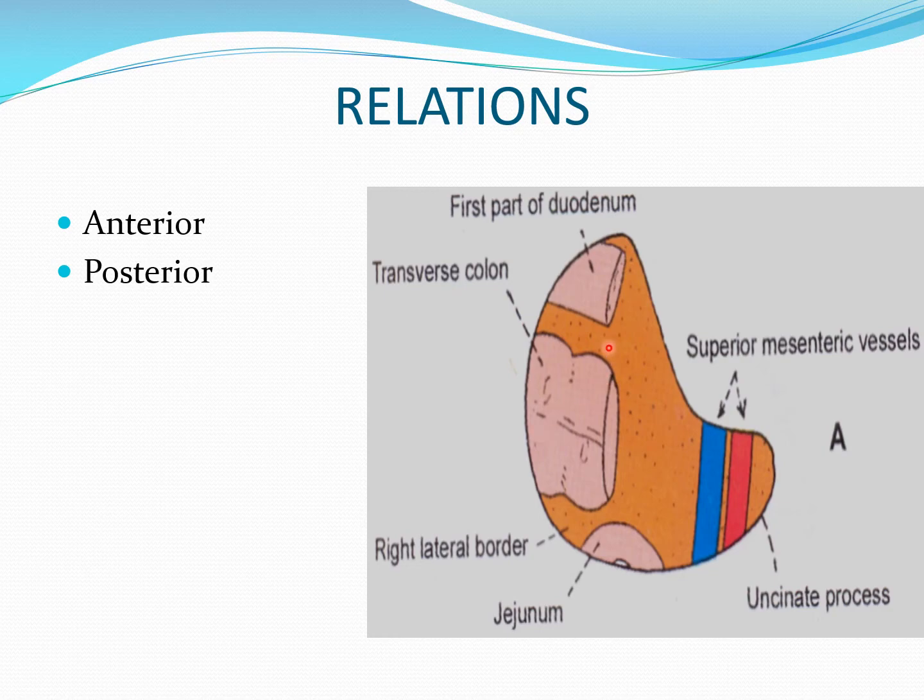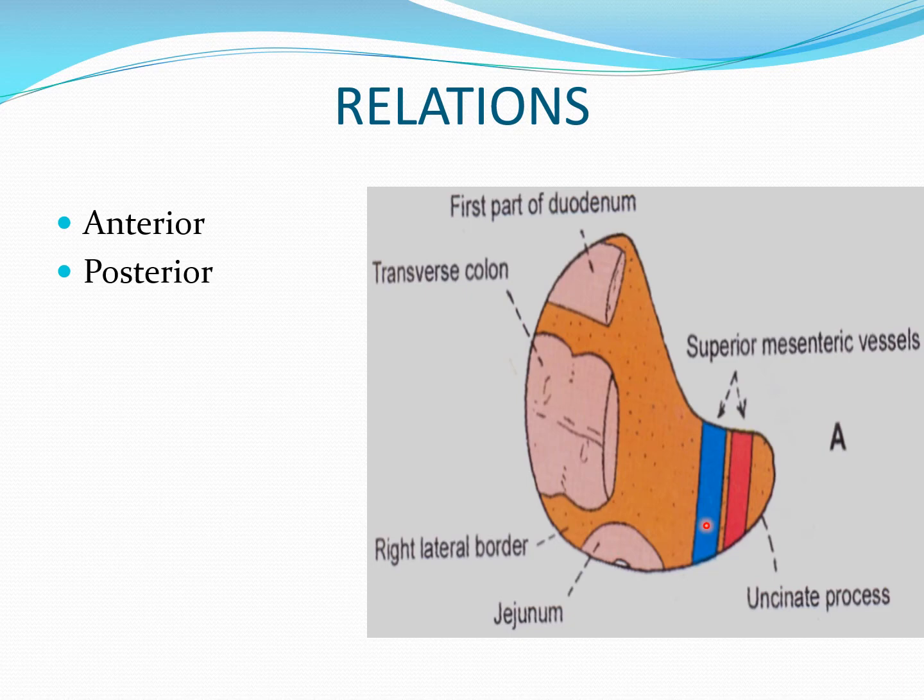Anteriorly, there is the first part of the duodenum, the second part, the transverse colon, and third, the jejunum, separated from the front by the peritoneum. So this one is the jejunum. So this part is the anterior relation.